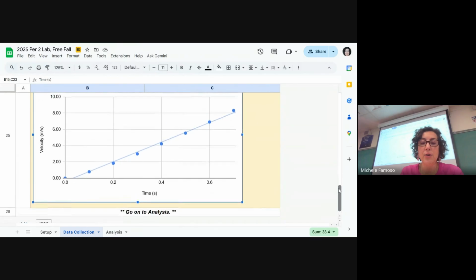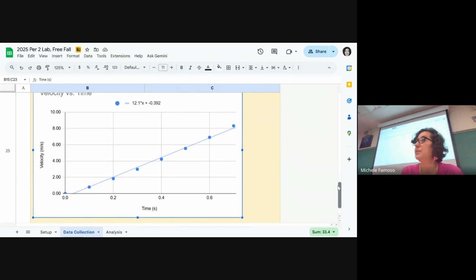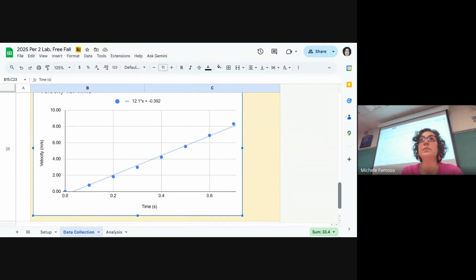Okay. Now it asks us to go on to the analysis tab. Can I do that with you? We're going to answer these questions together. So if you're paying attention and you got the same exact data I have here, same equation, this will be easy. Let's go to the analysis tab.